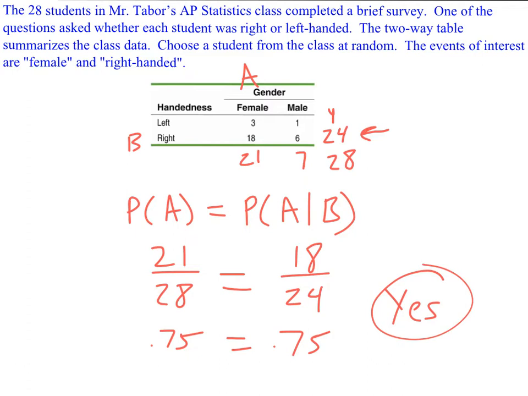Hey, what are the odds we pick a female student? 75%. Oh, wait a minute, though. I'm going to give you a hint here. The randomly selected student is right-handed. Did that change the odds it was a female? No, it's still at 75%. All right.